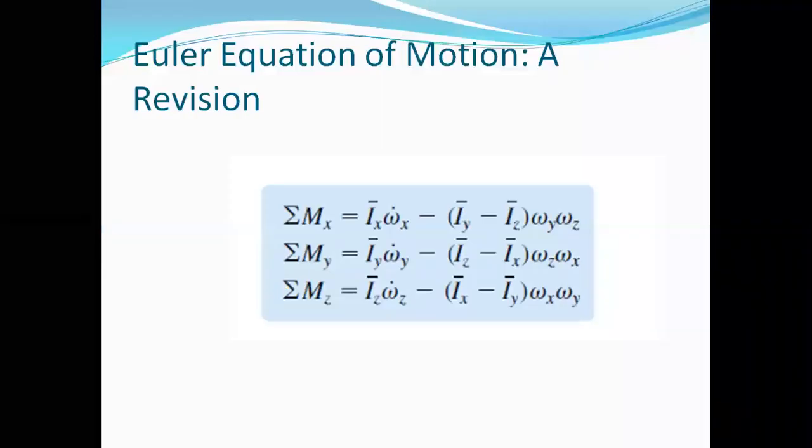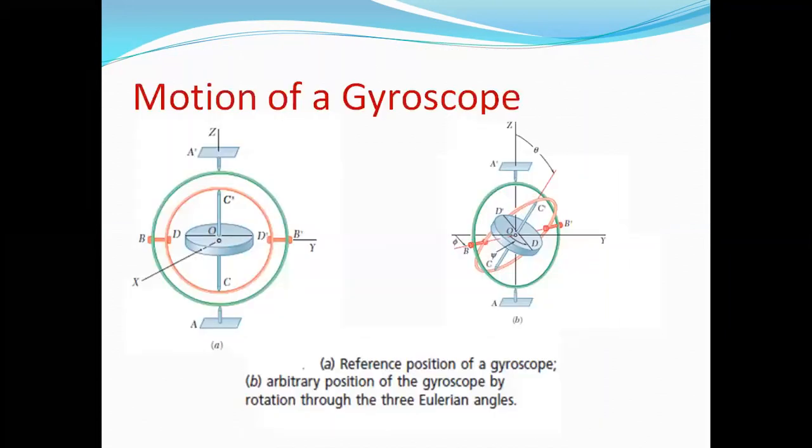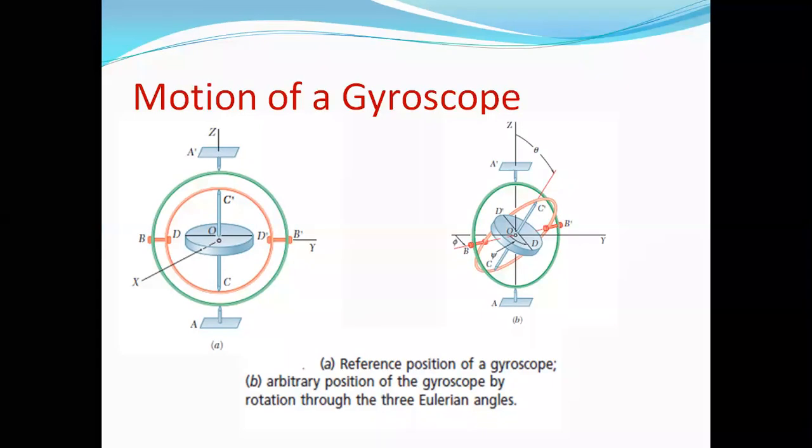So the term was gyroscope, and these were the Euler equations which we have already derived, and we recapitulated them in the previous class as well. Now, in the previous class, we talked about the motion of a gyroscope and said that the motion of a gyroscope is explained in the form of three angles called the Eulerian angles.